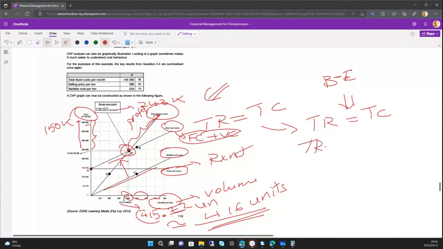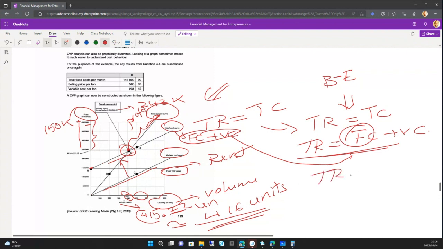If the total revenue equals the total cost, and the total cost equals the fixed cost plus the variable cost, then the total revenue at the break even equals the fixed cost plus the variable cost. So what if we're looking for the fixed cost? Then total revenue minus the total variable cost gives us the total fixed cost.